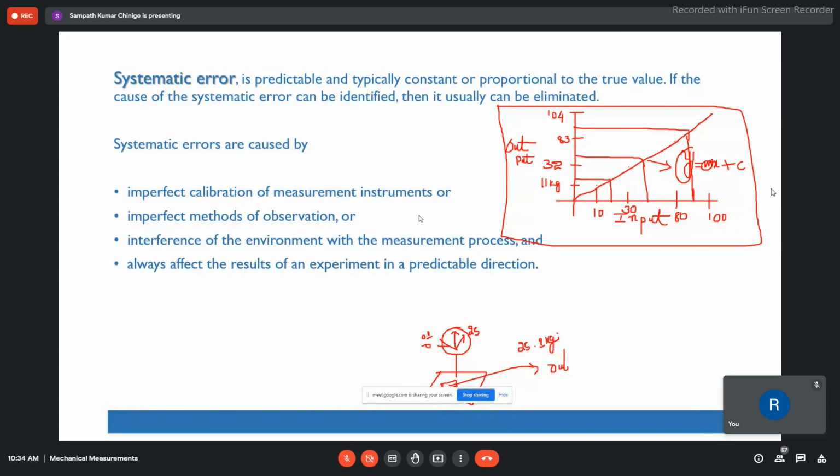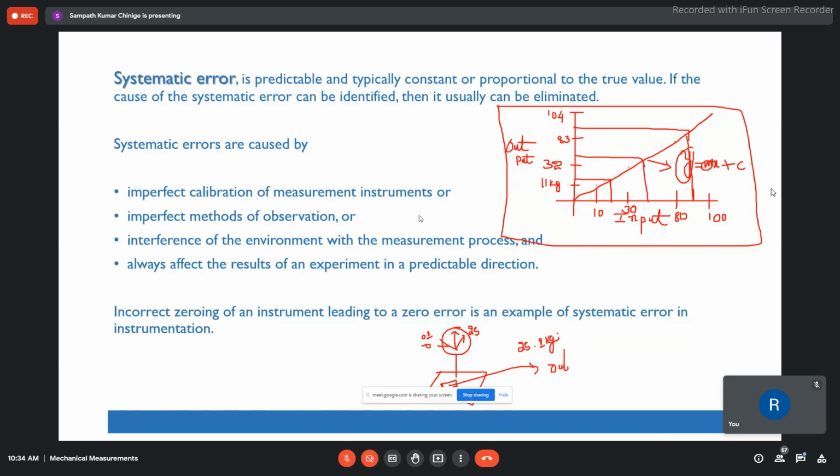If it is following a zigzag path or is random in nature, how do you ensure what the deviation can be? It will become very, very complex to do a measurement for that purpose. So the best thing is, systematic errors are inherent because of the system, and they are due to imperfect calibration, imperfect method of observation, environmental effects, and all of this. But since it follows a predictable direction, you can always measure the error with basic methodologies.